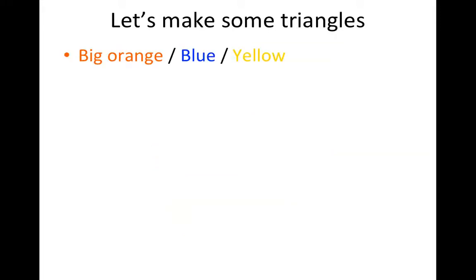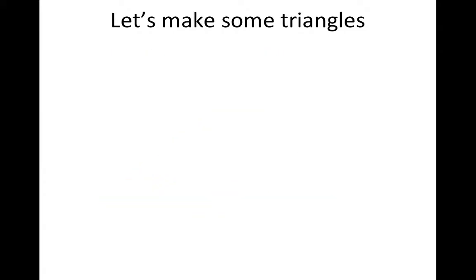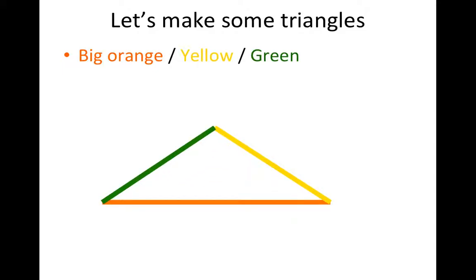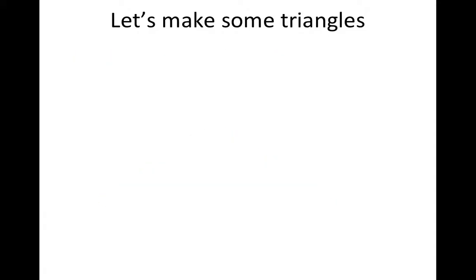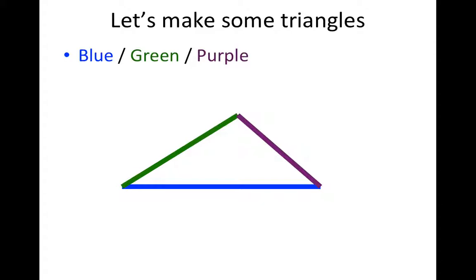So if I ask you to make a triangle with one of the big orange sticks, a blue stick, and a yellow stick, you could make a triangle that looks like this. If I ask you to make a triangle with a big orange stick, a yellow stick, and a green stick, you'll be able to make a triangle that looks something like that. If I ask you to make a triangle with the blue, green, and purple, you can make a triangle that looks like that.